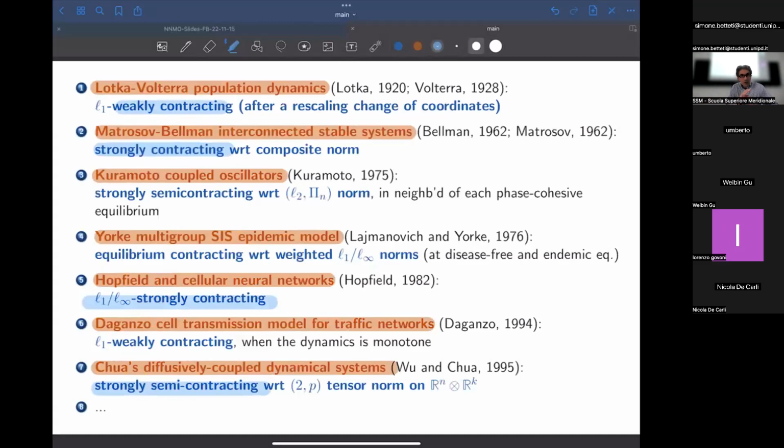Now, to be clear, not all of those systems are strongly contracted. They have various versions, typically weaker perhaps, than the full set of properties that I showed you 3 slides ago.